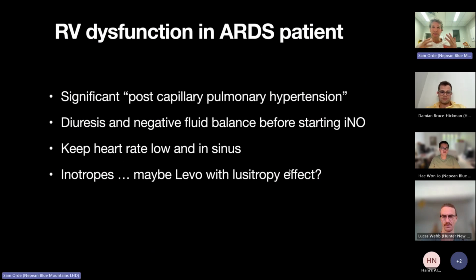Okay, so I had that patient labeled as significant post-capillary pulmonary hypertension: diurese them, get them a normal left atrial pressure before you start the nitric oxide.